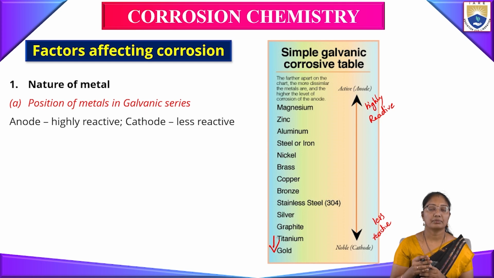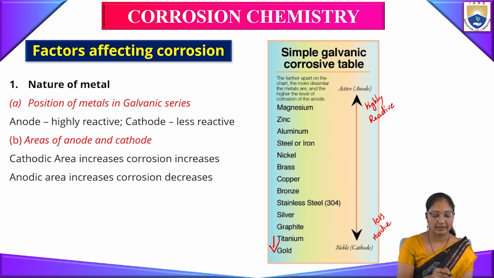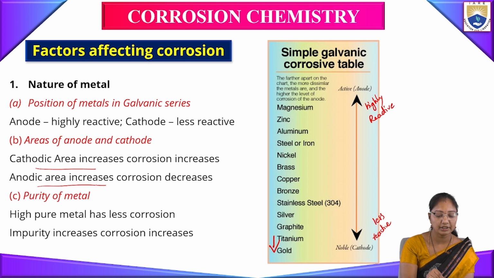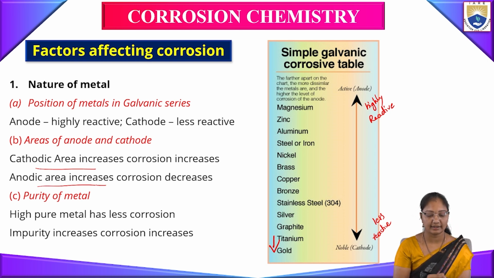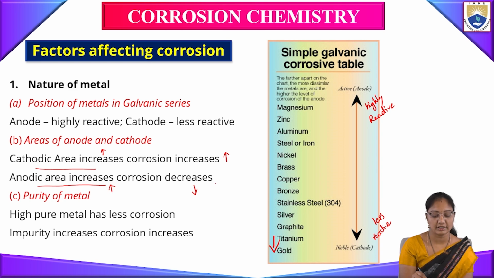Here it will be very less, means less reactive. So the areas of anode and cathode: if the cathodic area increases, the corrosion increases. If the anodic area increases, the corrosion decreases. So when the cathodic area increases, the corrosion increases, and when the anodic area increases, the corrosion decreases.